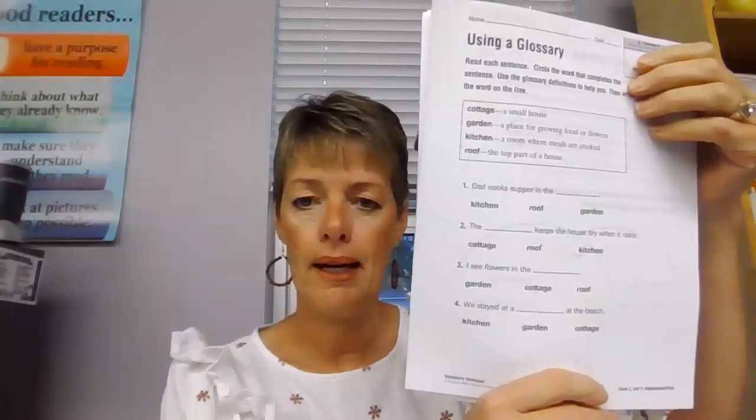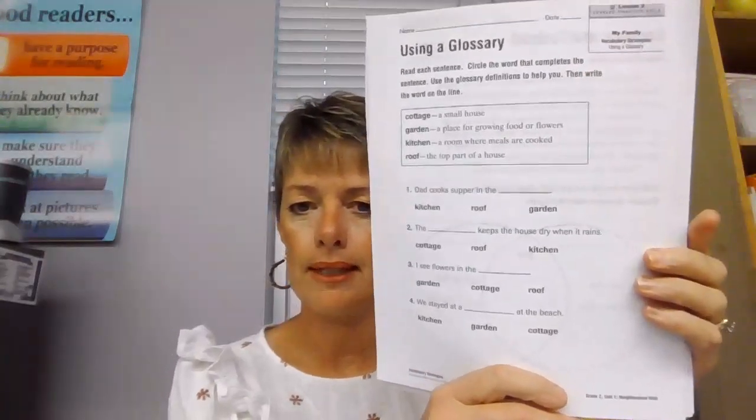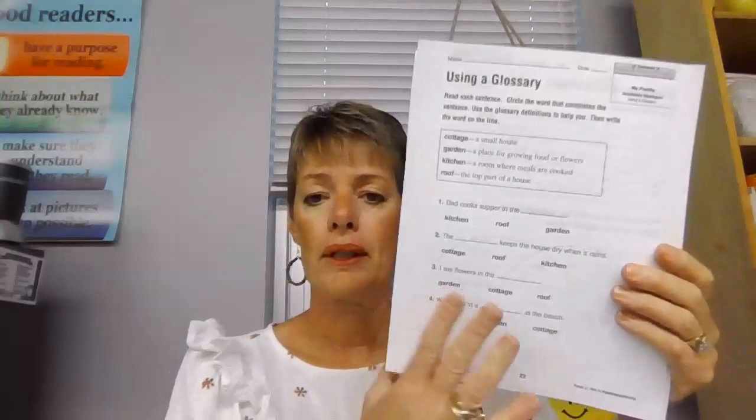Hey everybody, today in reading you have a worksheet that has another Venn diagram on it, and on the back, oh, I got the wrong back. I flipped it and I had the wrong back. Here it is. On the back, it has a page that looks like this. And this page says using a glossary. Okay, we're going to start with this page, using a glossary.